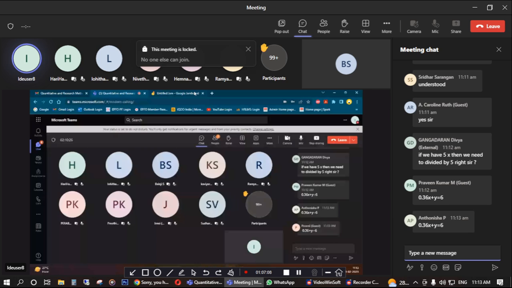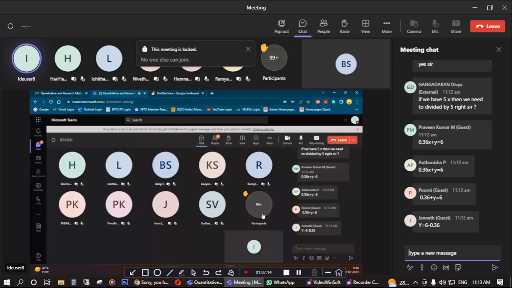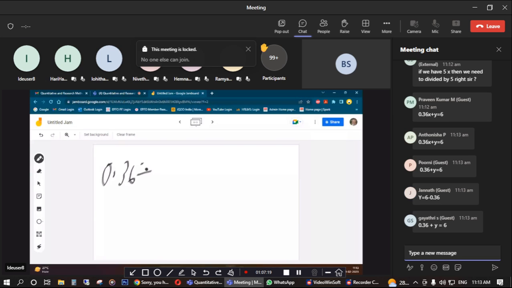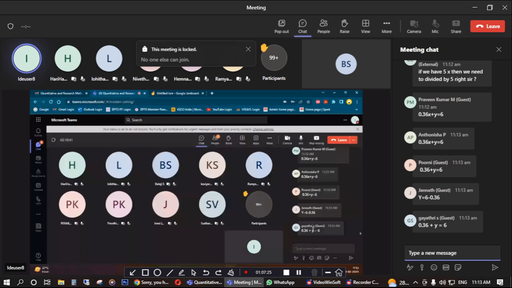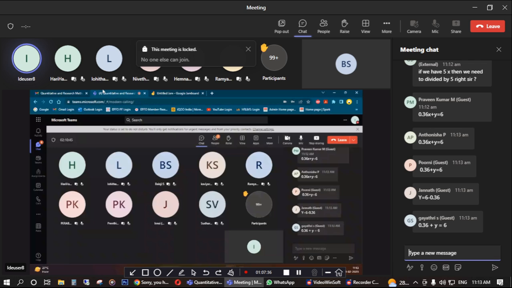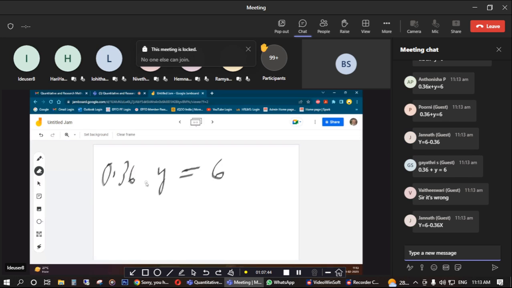0.36x plus y. Okay, so let me just take that. 0.36x plus y is equal to எவ்வளோ? Plus y is equal to 6. Okay. இப்படி இருக்கா? So what do you do with this? Where is the x term here? x இல்லையே, ஏதோ தப்பு இருக்கே. 0.36x. Okay, fine. So 0.36x plus y is equal to 6.